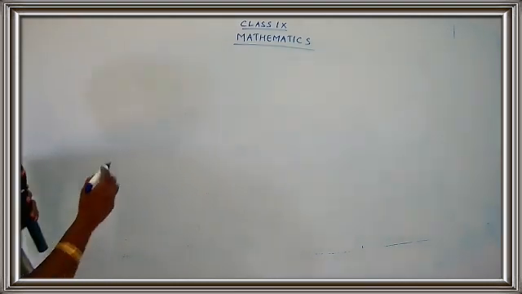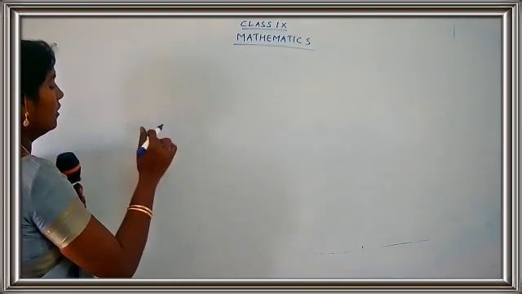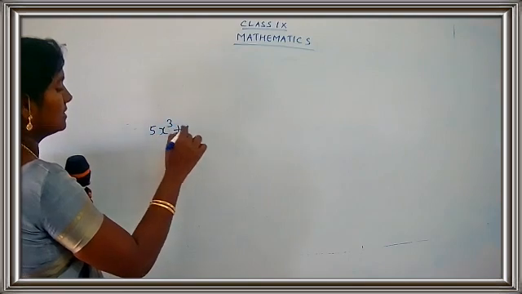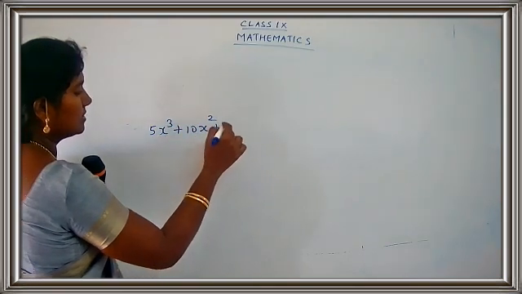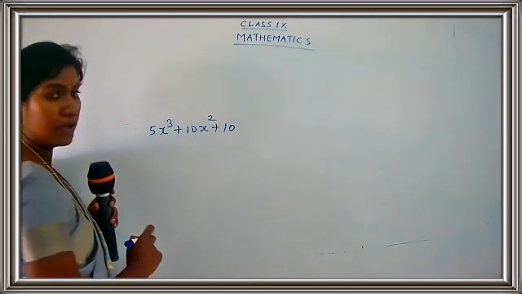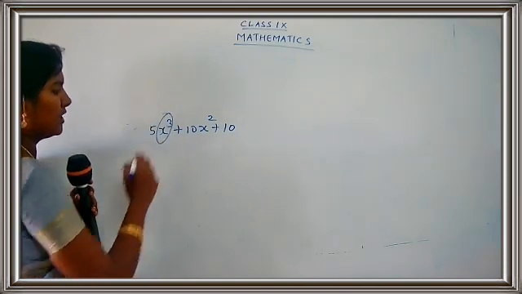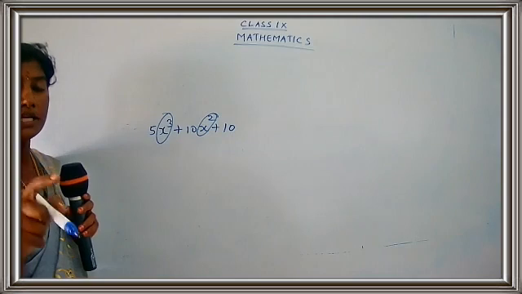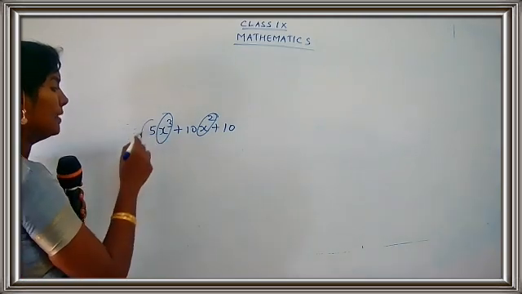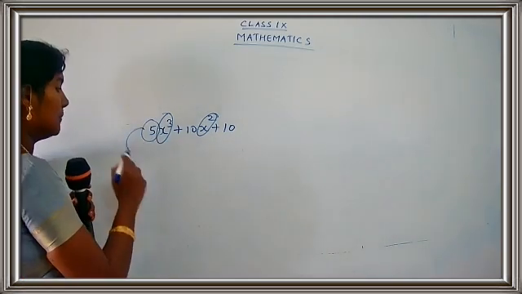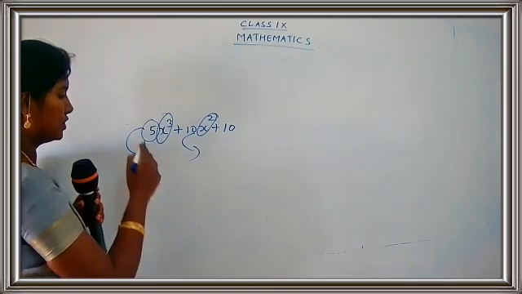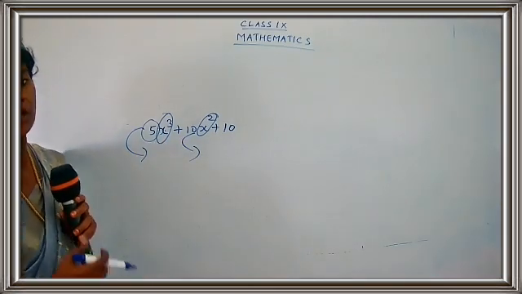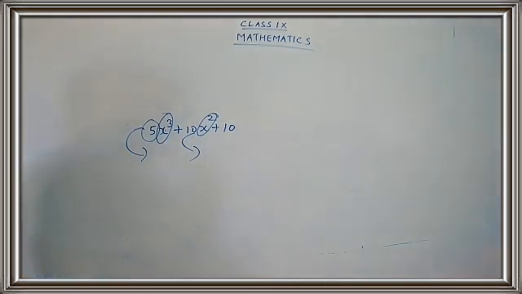Suppose you are given the expression 5x cube plus 10x square plus 10. So here, what is the coefficient of x cube? This is a variable part. This is again a variable part. So what is multiplied to the variable? A number is multiplied to the variable. So this number is called the coefficient. So what is the coefficient for x cube? The coefficient for x cube is 5 and the coefficient for x square is 10.